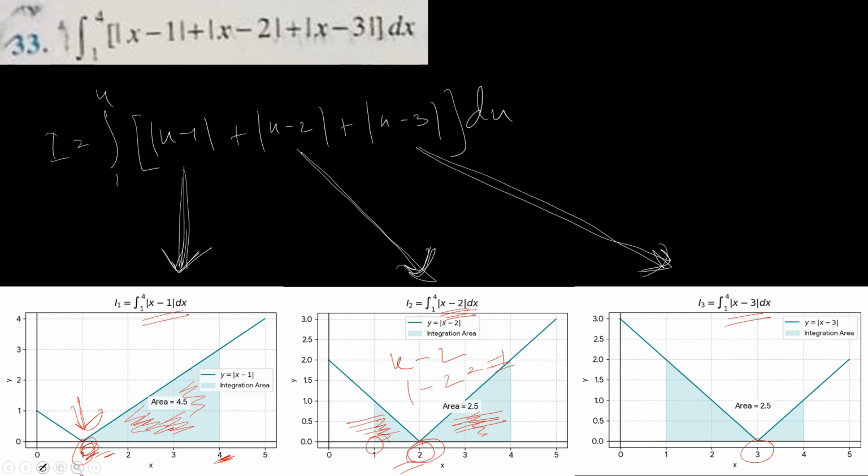Yes, the graph is painted in the negative side also, and in the positive side also. What is the vertex? The vertex is 3 here. So the limit here also I will have to split. The limit will be from 1 to 3, then from 3 to 4.